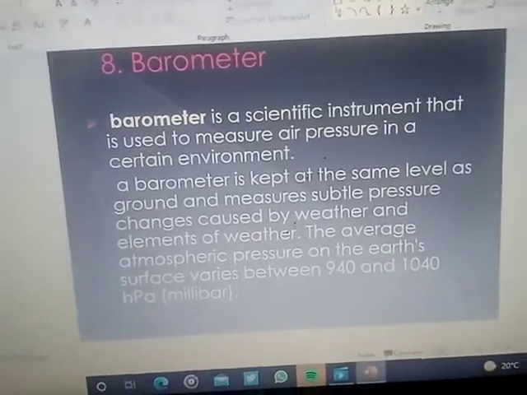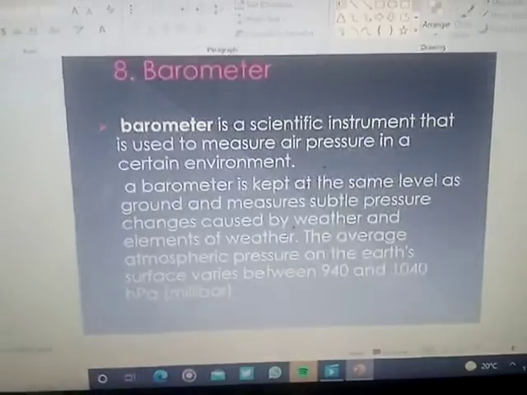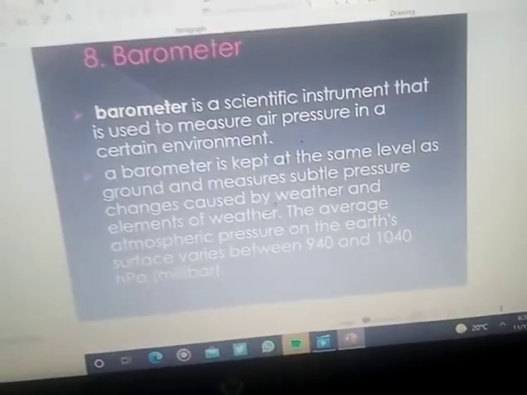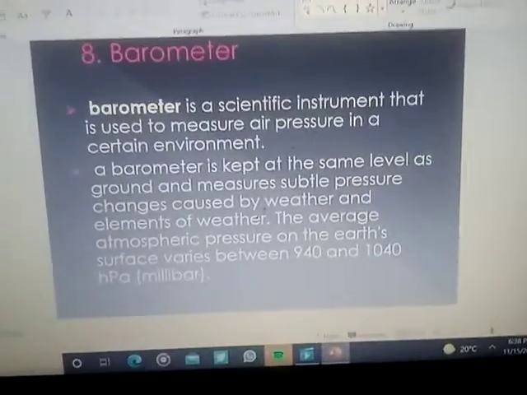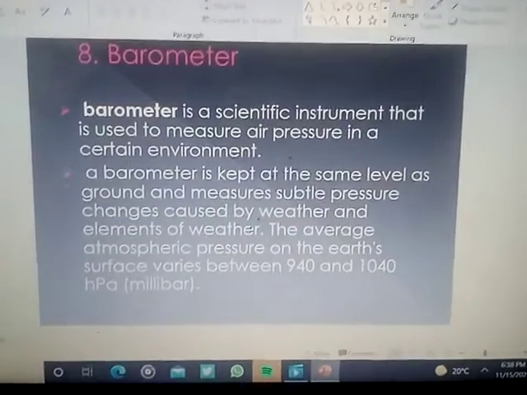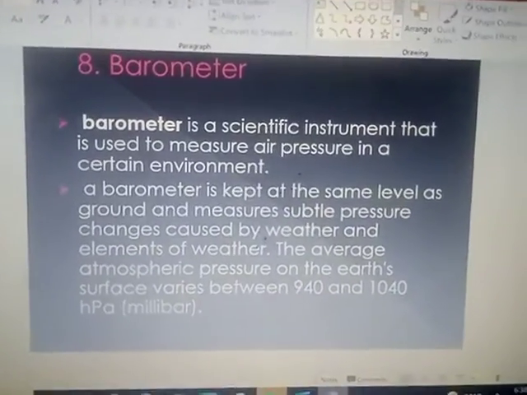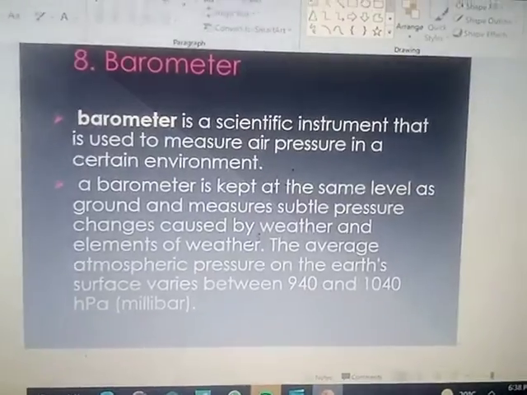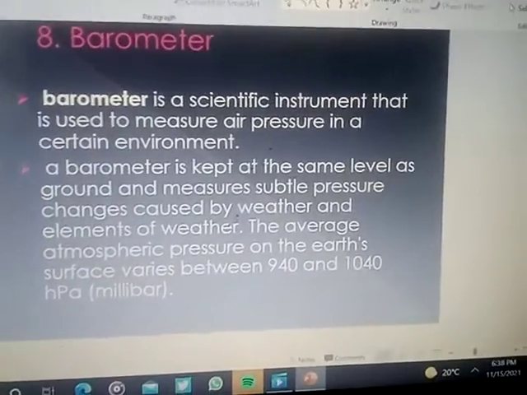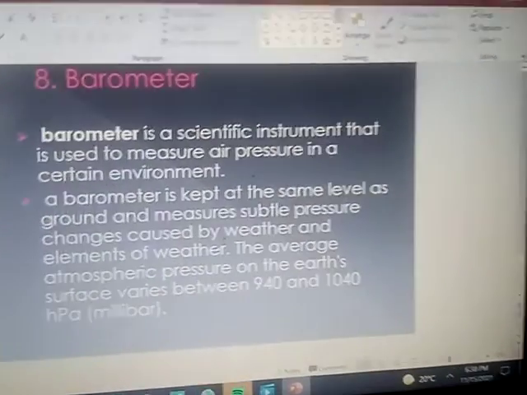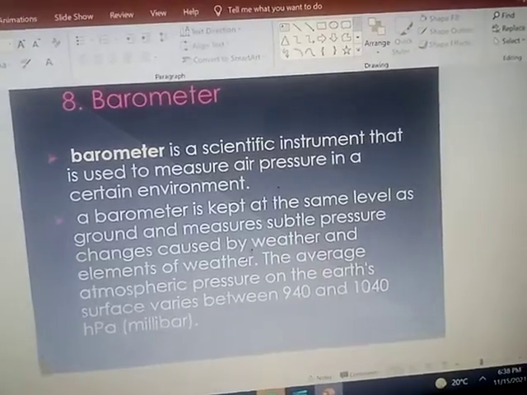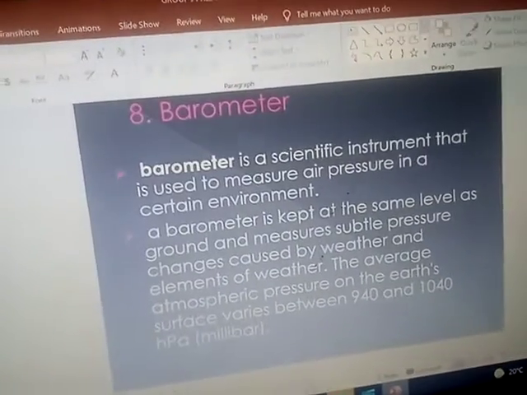Okay, the next instrument we would like to present is the barometer. This is a scientific instrument used to measure air pressure in a certain environment. This barometer is kept at the same level as the ground and measures air pressure, that is the change in different altitudes. It is calibrated in millibars, which is the unit it is measured in. Like any other weather instrument, it must be kept in an open place where there is no interference or disturbance.